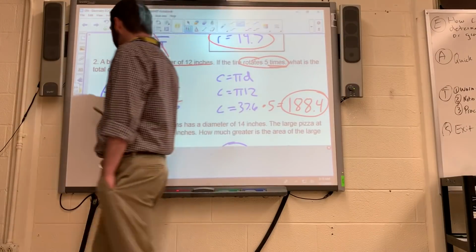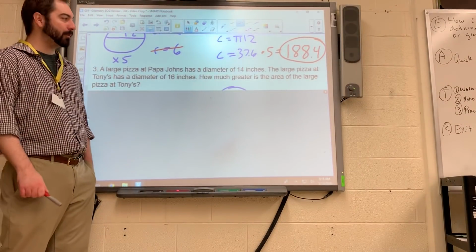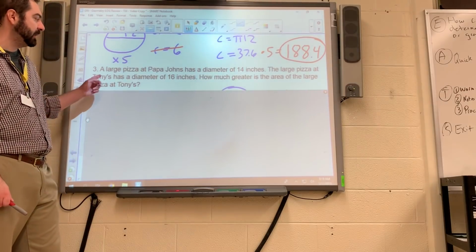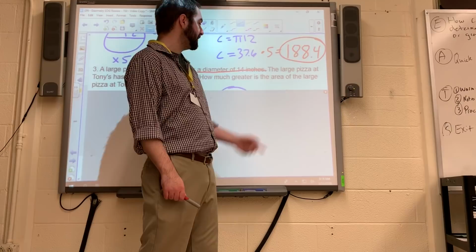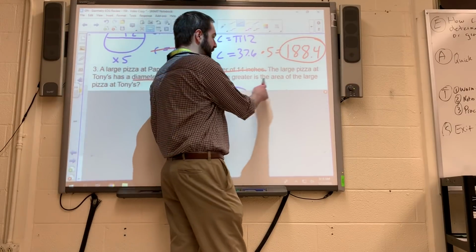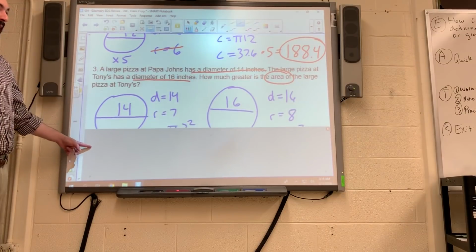And last example, number 3. A medium pizza at Papa John's has a diameter of 14 inches. The large pizza has a diameter of 16 inches. So right there, we have 2 different pizzas. And they want to know how much greater is the area. So again, first thing I got to take a look at.